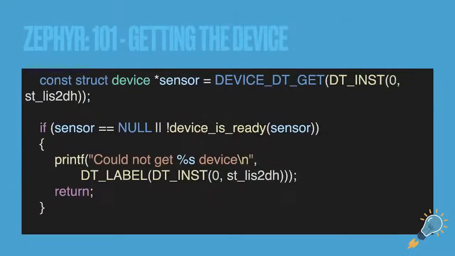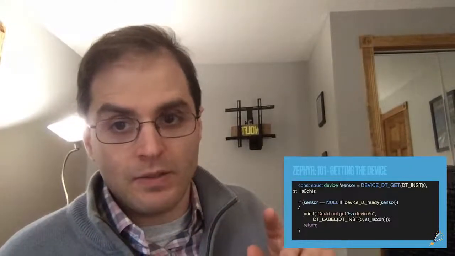We're looking for that first instance, and then we're using the latest SDK way of getting the device. That device underscore DT underscore get is rather new, and it will allow you to get that sensor and pull it in. What I'm doing in the bottom half is checking to make sure it's valid, initialized, and ready. If there are any errors during the initialization process, that'll return false, and then you'll know that something's wrong with your driver or your device, and you can't use it.